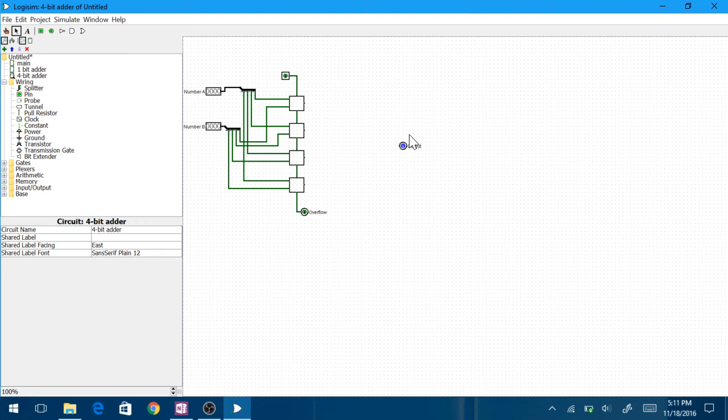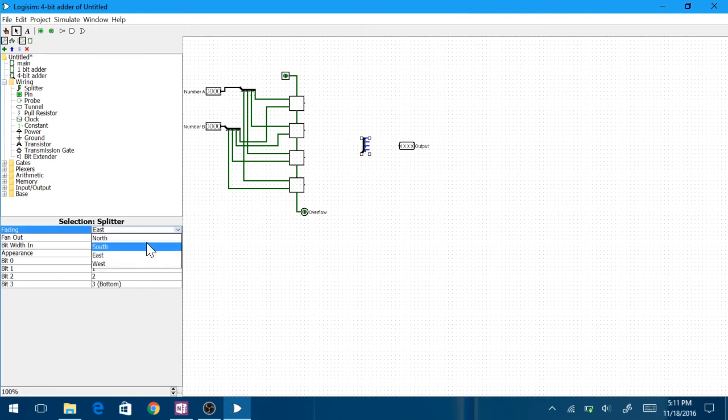But we haven't dealt with taking the output. We're going to have a 4-bit output here, and it's going to come out in the opposite direction. So let me just add a separate 4-bit splitter here. Let me set it up right here, in this orientation. If I hook it up to our answer, now I've got the bits coming in.